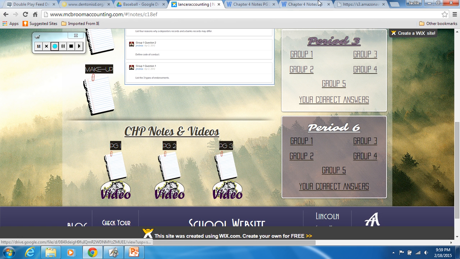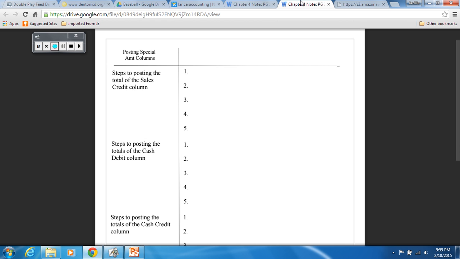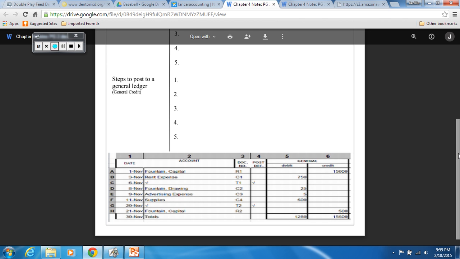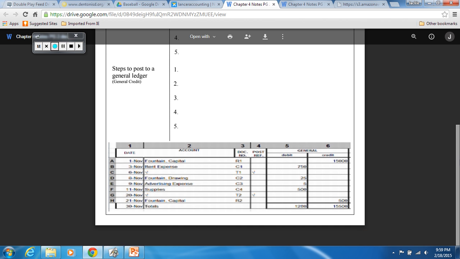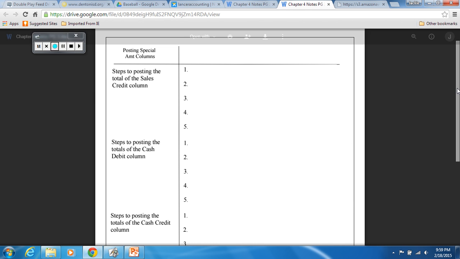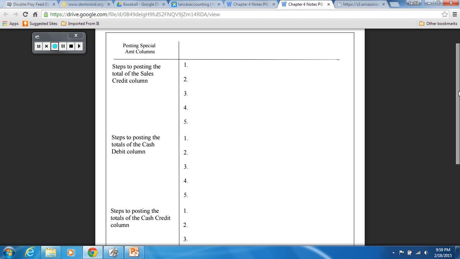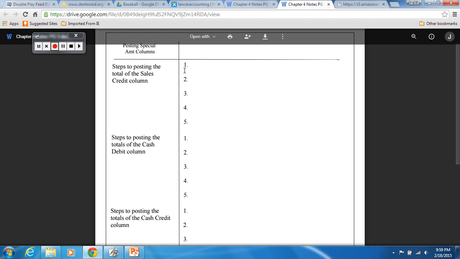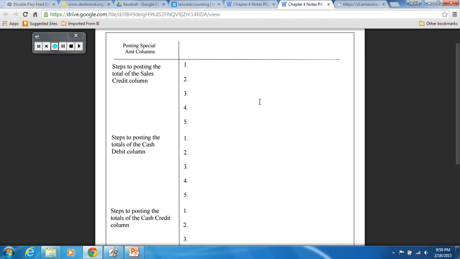Alright, so here we have it. Here was the page 2. You've hopefully completed that. Here we are on page 3 now. So we posted the general amount columns. Now we need the special amount columns, which are your sales credit, cash debit, and cash credit. Now I'm just going to tell you right off the bat, these are a lot easier. A lot less work for you when you post the special amount columns.